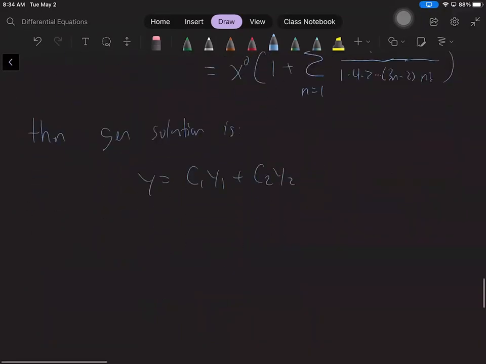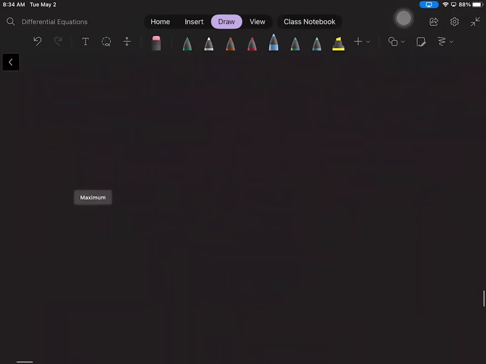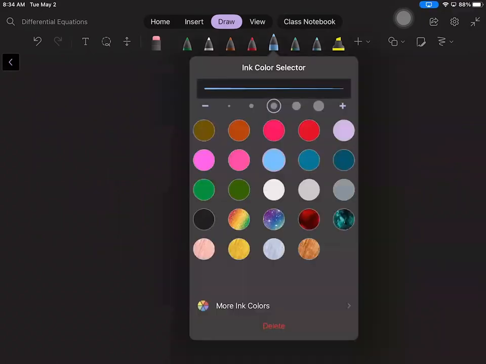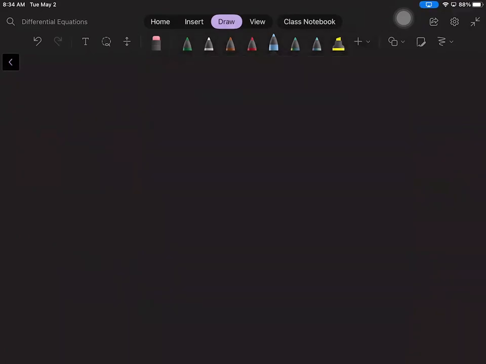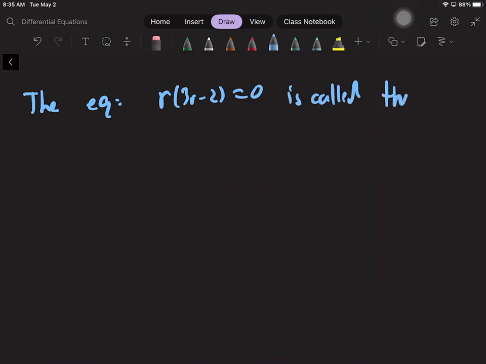Okay, so that's one example of solving something like this. And just to name some more things, the equation that we wrote down earlier, r times 3r minus 2 equals 0, that we had to solve to get r, that has a name. It's called the indicial equation. So it sort of determines how everything's going to work.